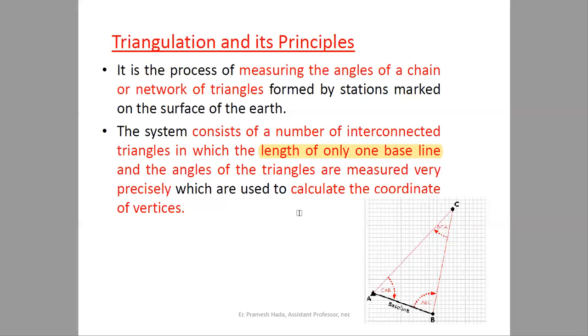Then we use them to calculate the coordinates of the vertices. As discussed earlier, in trilateration we have two known points and we measure all the sides of the triangle, and then we are able to find the coordinates of the vertices. Now we'll do the same job using the triangulation process. We'll see in the coming diagram.